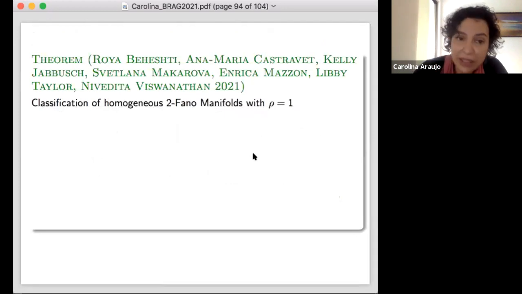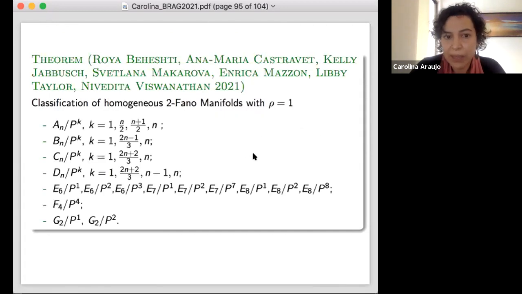Basically, what we have done is we've gone through the classification of these marked Dynkin diagrams, and we checked which ones are true Fano, and so we get a classification of homogeneous true Fano manifolds with Picard number 1, and basically this is the list.